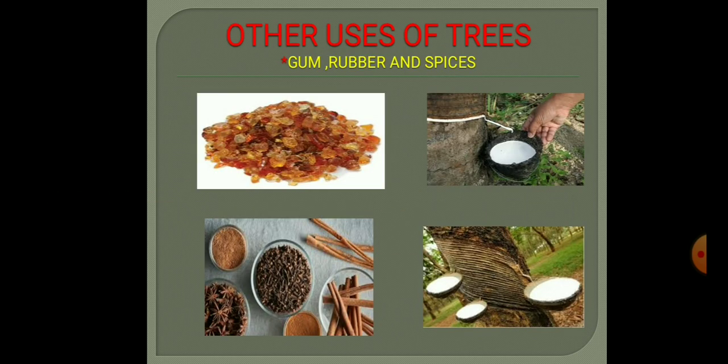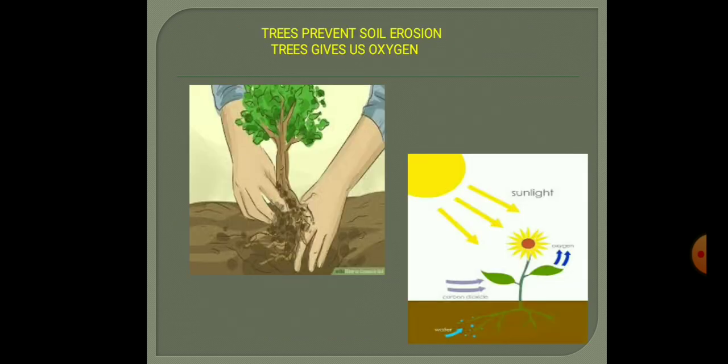We also get gum, rubber, and spices from trees. In this picture, you can see gum, spices, and rubber. We get rubber from the rubber tree. Trees also prevent soil erosion. Trees keep the air fresh by giving us oxygen. Trees also help us to control global warming.